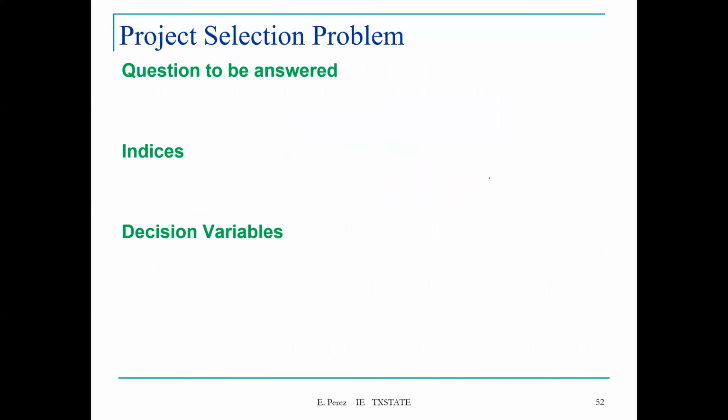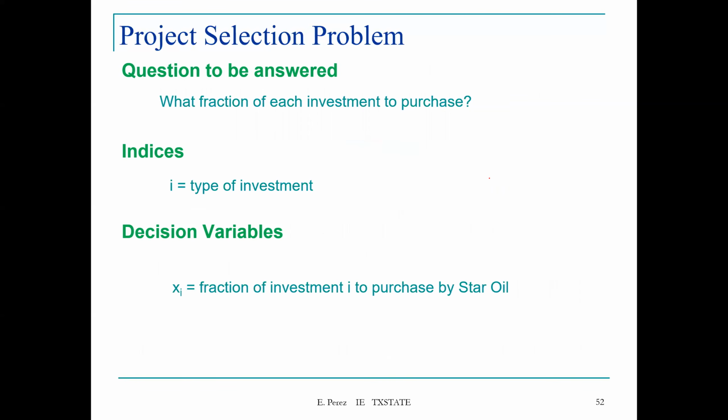So what are the questions to be answered? What fraction of each investment to purchase? So we're going to have an index representing the type of investment for the problem. And the decision variable xi is going to represent the fraction of investment i to purchase by the company.